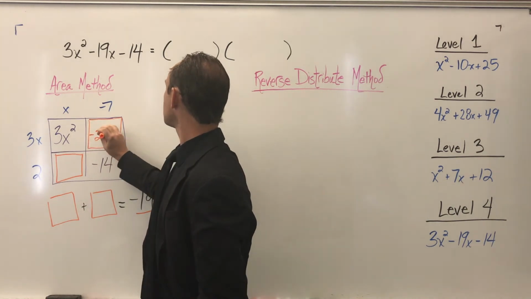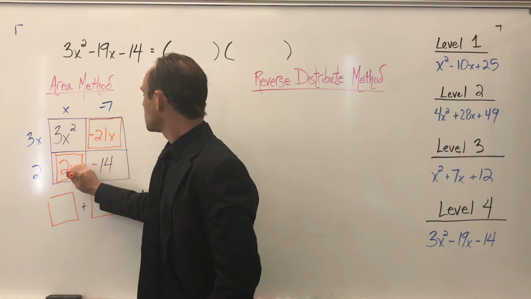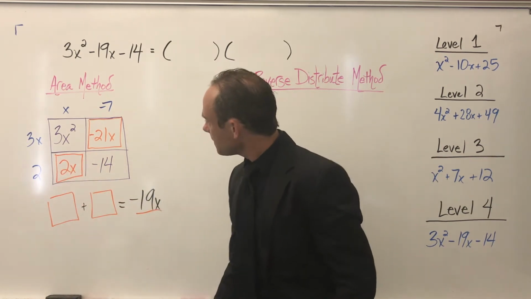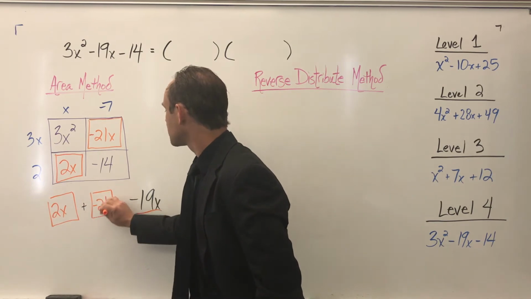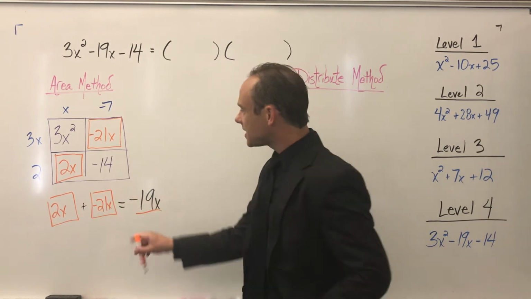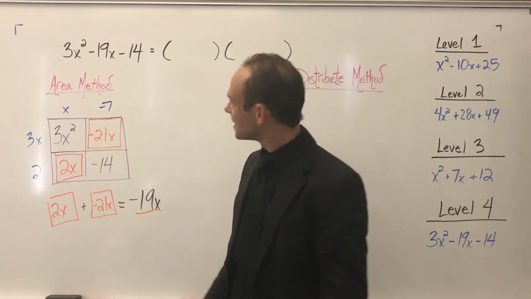I'm going to go negative 21x. Okay. I'm going to go 2x, positive. That's okay. And now if I add them together, they have to equal the middle term. Oh, and it does. All right, so let the heavens open up.